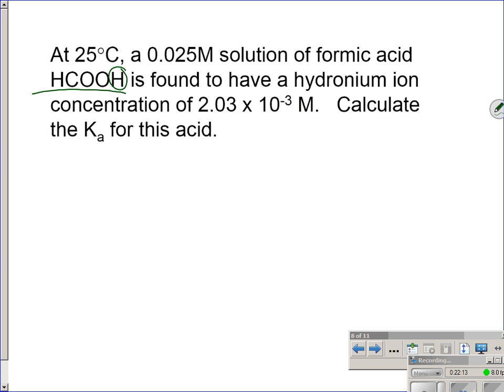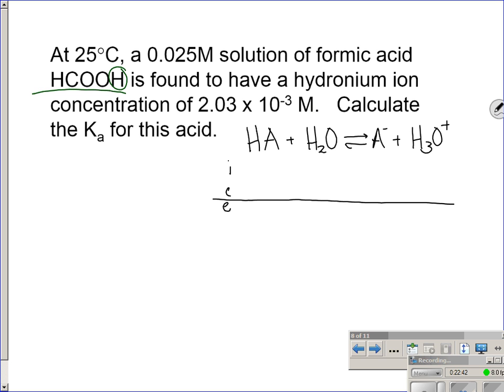The acidic hydrogen is in the back. I don't care that you use the formate ion. You can use the general equation, HA plus water yields A minus plus hydronium. So here's the thing. It says that in your ICE chart, you start with 0.025 molar formic acid. Zero's here, and they're telling you that the concentration of hydronium is 2.03 times 10 to the negative 3.